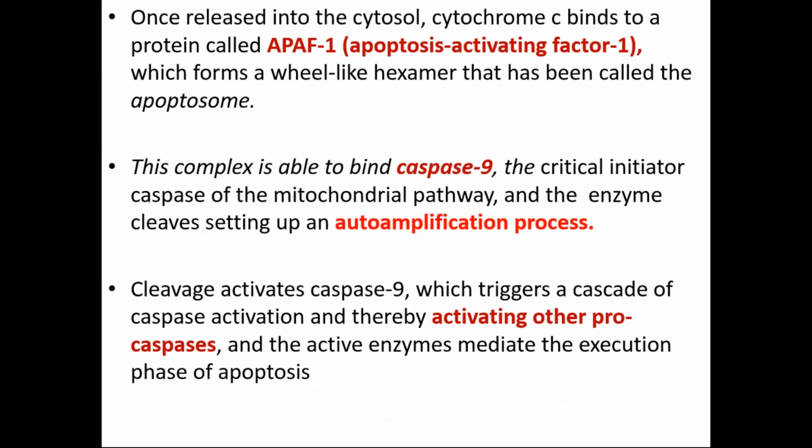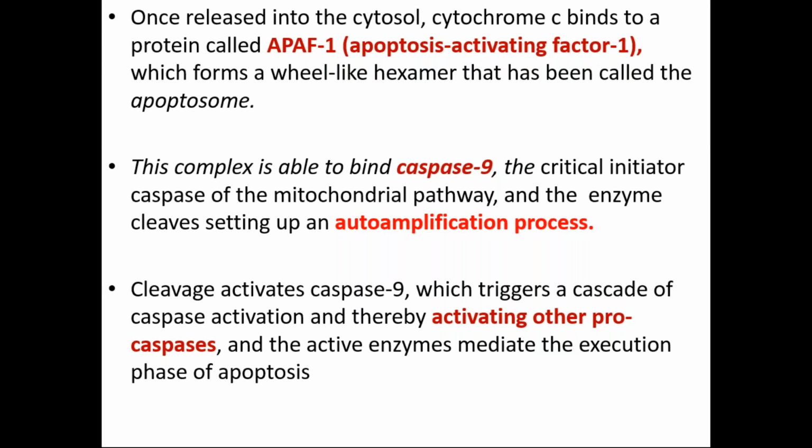Once released into the cytosol, cytochrome C combines with a protein called apoptosis activating factor 1, APAF1, and this complex forms a wheel-like hexamer called the apoptosome. This complex is able to bind caspase 9, the critical initiator caspase of the mitochondrial pathway, and the enzyme cleaves, setting up an auto-amplification process. So the complex of APAF1 and cytochrome C is known as the apoptosome.